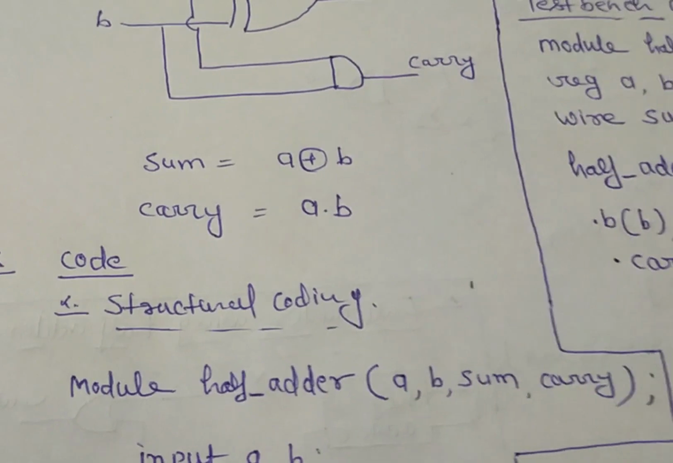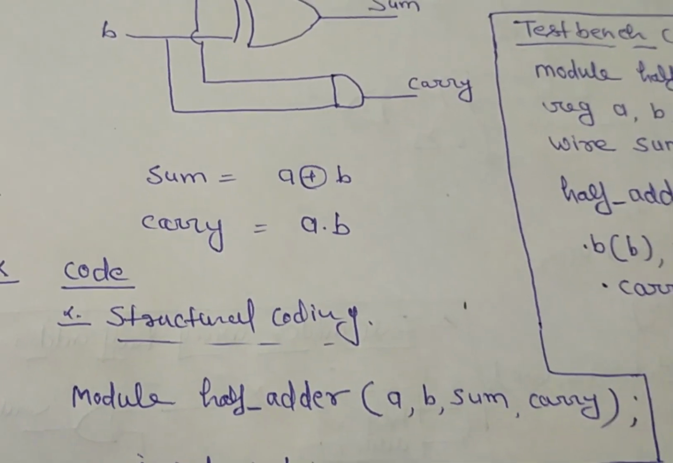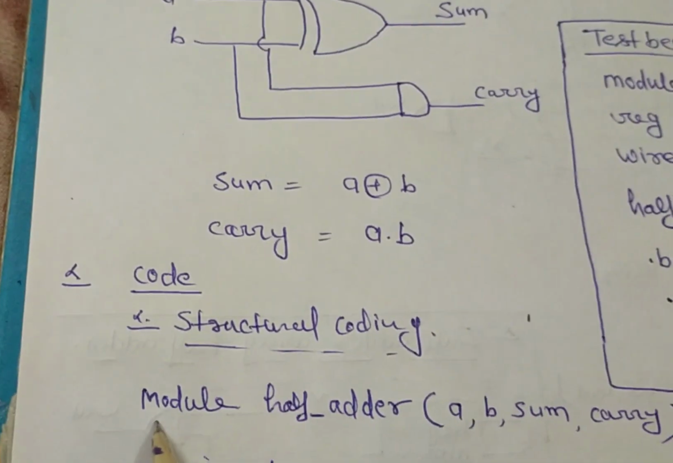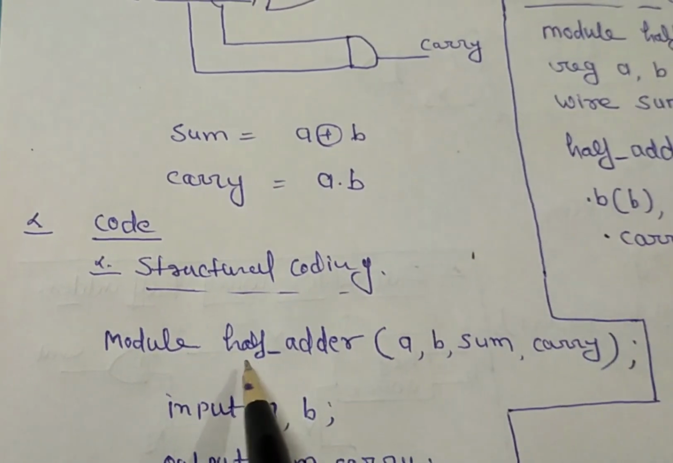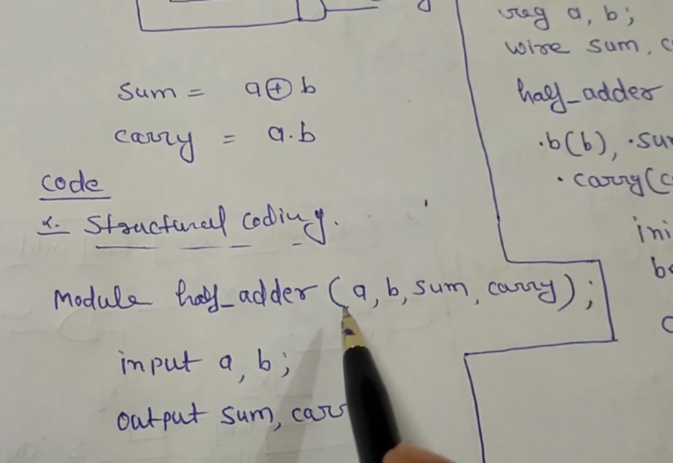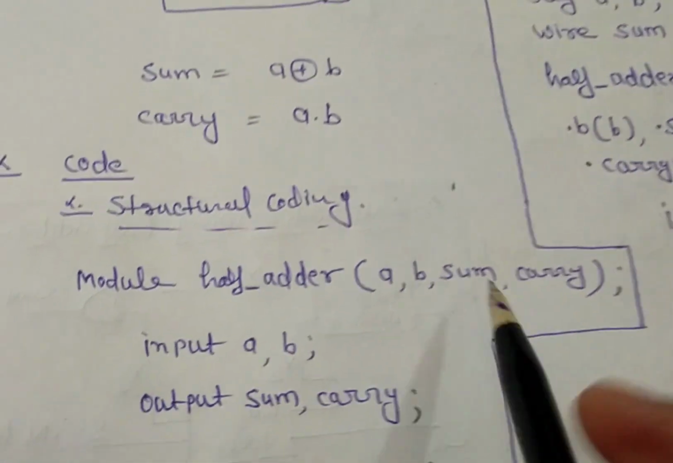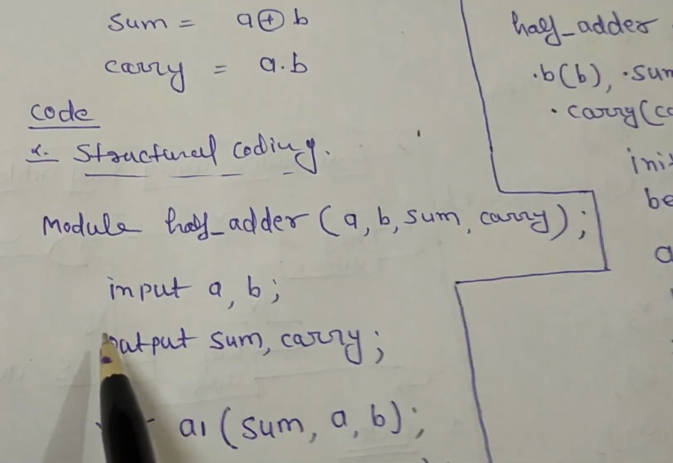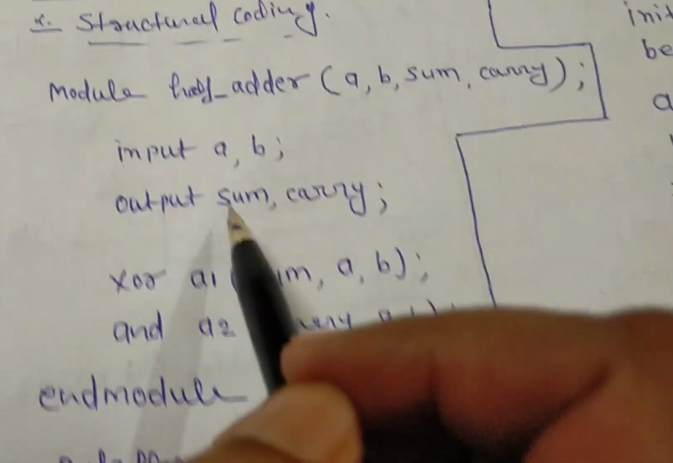In structural coding, we write the code according to the circuit diagram of the particular task. In the first line, we write module, and the name of the module is half underscore adder, then bracket. Write whatever the inputs and outputs are: A, B, sum and carry, then semicolon. Then differentiate which one is input and which one is output. So input is A comma B and output is sum and carry.